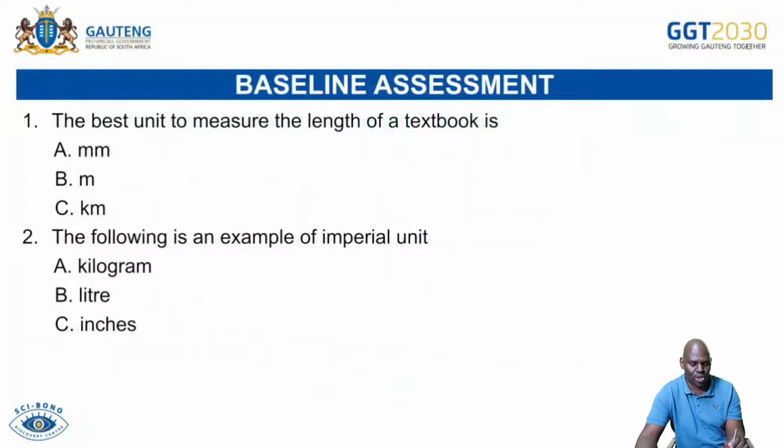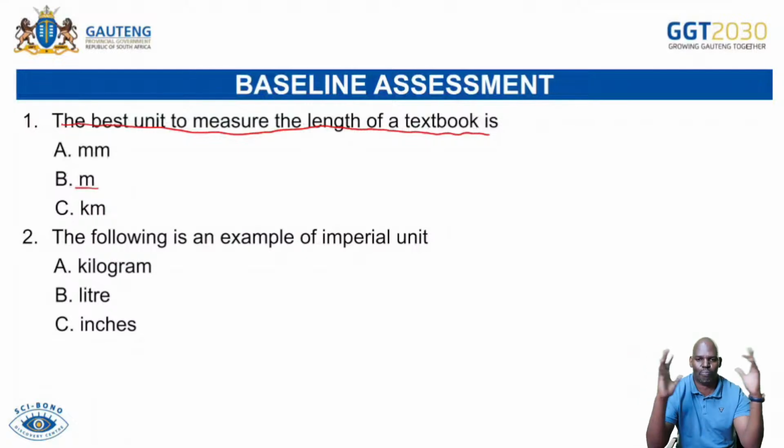Now you have to choose between the three. Is it a millimeter? Is it a meter? Or is it a kilometer? The best unit to measure the length of a textbook. Now think about it. Which unit will be the best to be used in order to measure the length of a textbook? Okay, now we all know that a meter is too long, it's too big to measure a textbook.